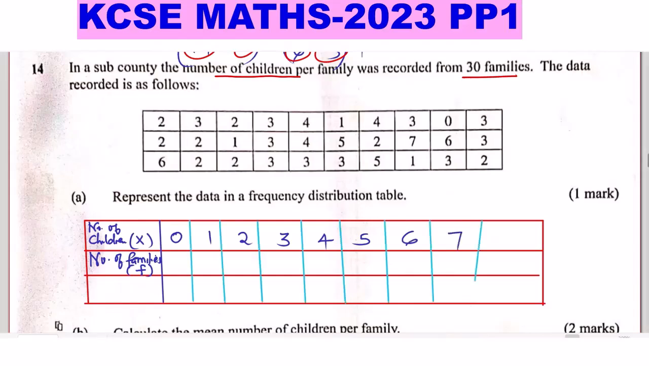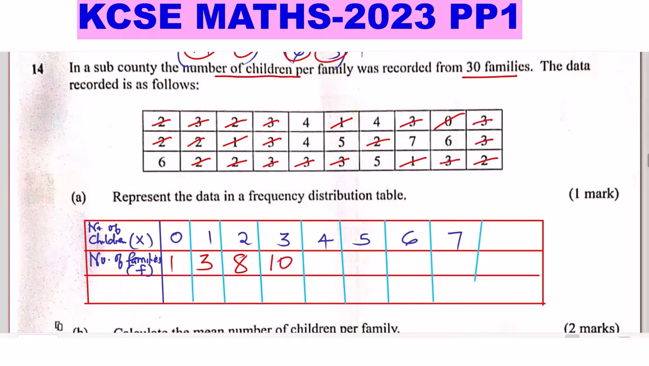So let's go to the families with 0 children. I only see 1, so it is 1. We go to 1. The families with 1 child: 1, 2, then let me see whether there's another one, 3. So there are 3. We go to families with 2 children. We have 1, 2, 3, 4, 5, 6, 7, 8. Families with 3 children: 1, 2, 3, 4, 5, 6, 7, 8, 9, 10. Go to the next.